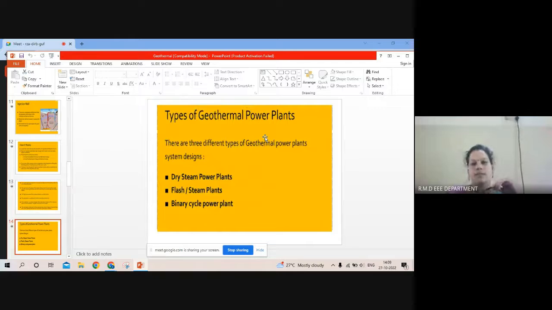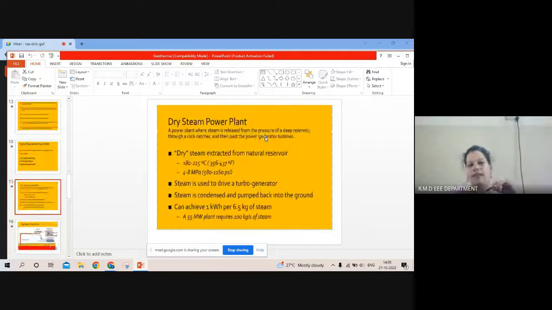There are basically three different types: dry steam power plant, flash steam power plant, and binary cycle power plant. Coming to the dry steam power plant, here the steam is released from the pressure of a deep reservoir at a temperature of about 180 to 225 degrees Celsius and a pressure of about 4 to 8 megapascal. The steam is the only fuel used to drive a turbo generator, and then the same steam is condensed and pumped back into the ground. On average, 6.5 kilograms of steam is required to produce 1 kilowatt hour.